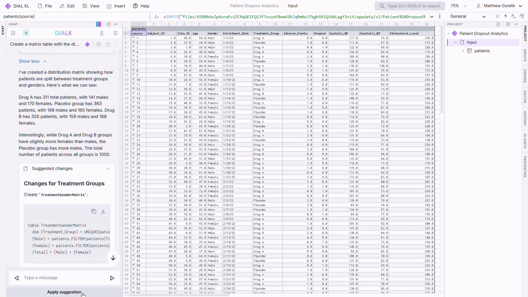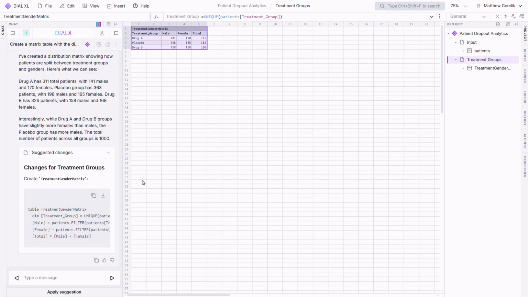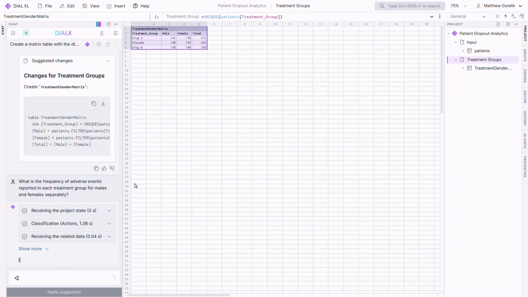Let's click to apply the suggestion. You can see it generating a new worksheet with the matrix that's requested. By clicking on the table, you can see the formulas associated with the entries and move the table around on the worksheet. Let's take this a step further by asking about adverse events for each treatment group.